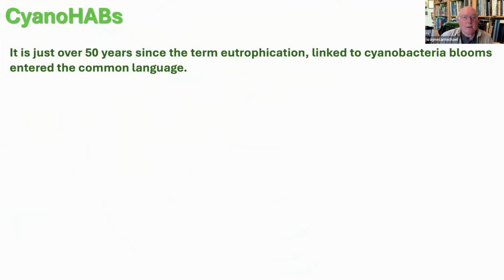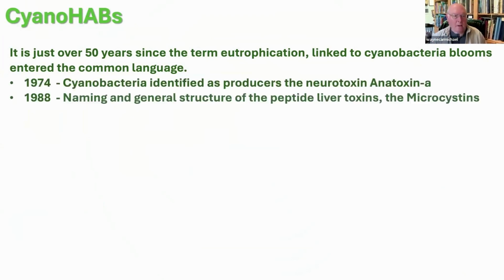HABs. It's been about 50 years, even though cyanobacteria have been around for a couple billion years, since the term eutrophication has been definitively linked to cyanobacteria blooms and has entered the common language. In 1974, cyanobacteria were recognized as producers of toxins, in particular the neurotoxin anatoxin A, a potent depolarizing neuromuscular blocking agent that was a topic of my PhD thesis.